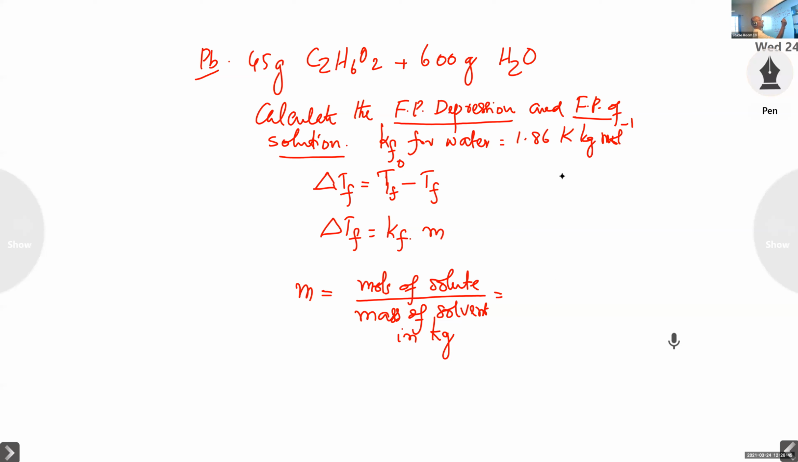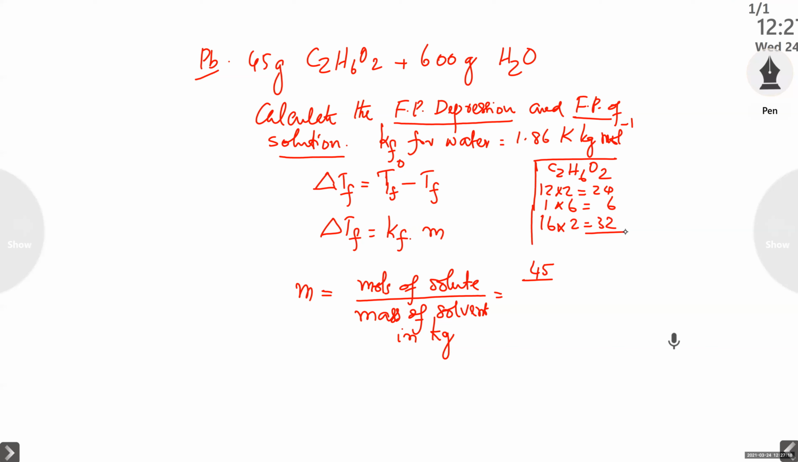If you don't know the molar mass, find it out. C2H6O2. Carbon atomic mass 12 into 2 is equal to 24. Hydrogen atomic mass 1 into 6 is equal to 6. Oxygen 16 into 2 is equal to 32. Add it. What is the molecular mass? 62. Molecular mass is 62. So 45 by 62.